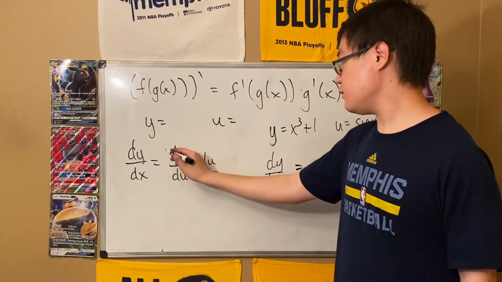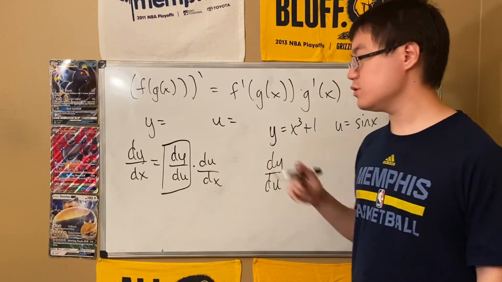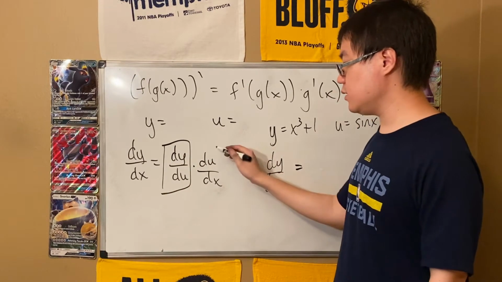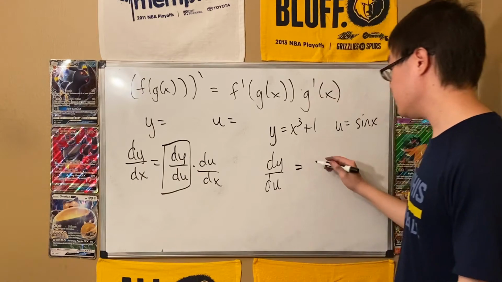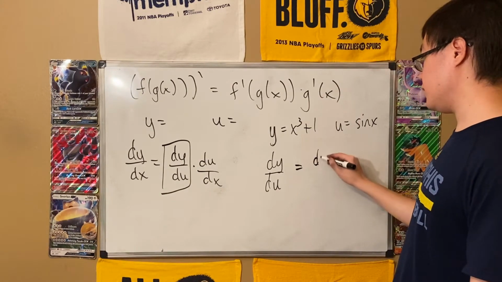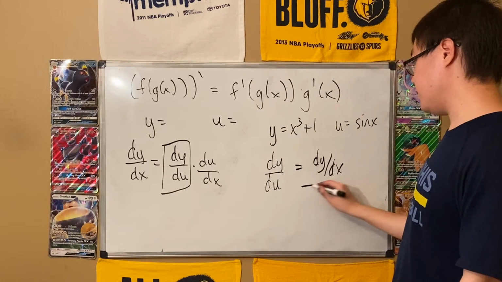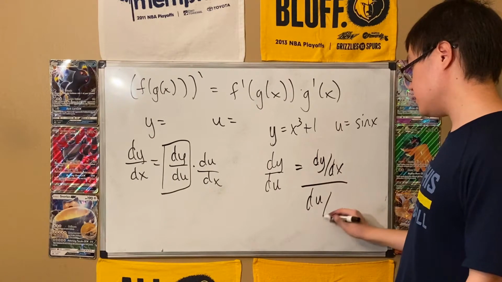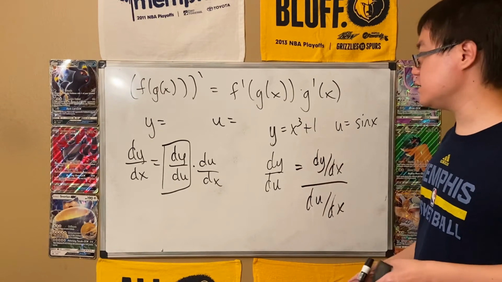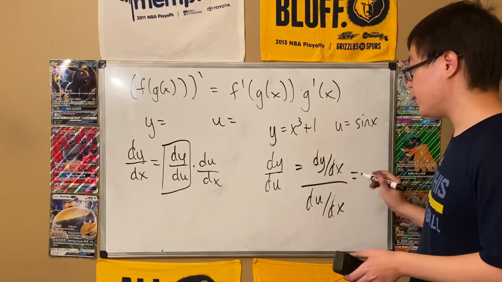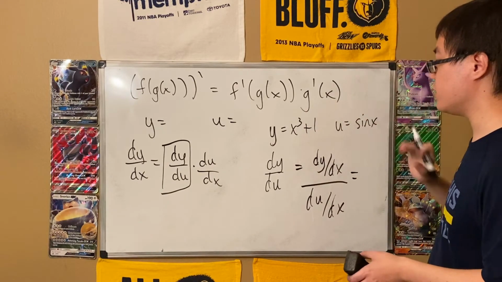What do we need to isolate? Well, we need to isolate dy du. So what should we do? We're going to take this du dx and take it to the other side. So it looks like this derivative is going to be dy dx divided by du dx. And then we're just going to take this easy derivative. Basically, it's just the derivative of one divided by the derivative of the other.